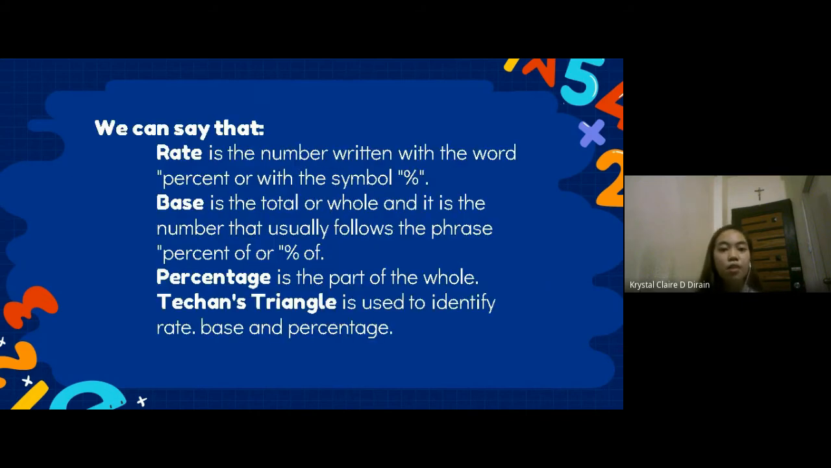So that's correct. So with that, we can say that the rate is the number written with the word percent or with the symbol percent. Diba? And for the base, it is the total, the number that usually follows the phrase percent of. For the percentage, it is the part of the whole. And we use the Tietjens triangle to identify the rate, the base, and the percentage.